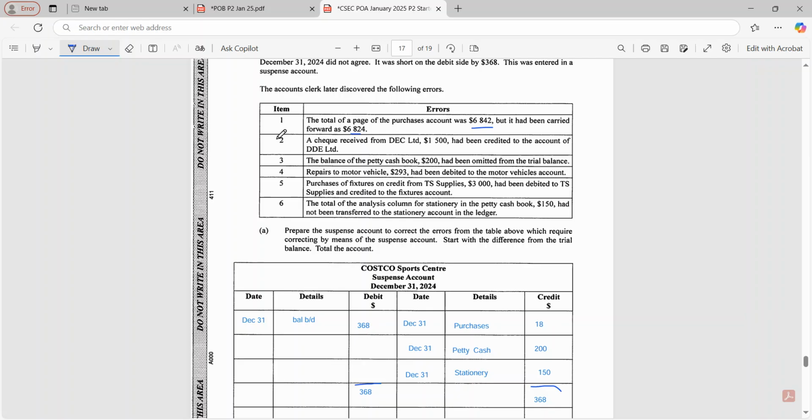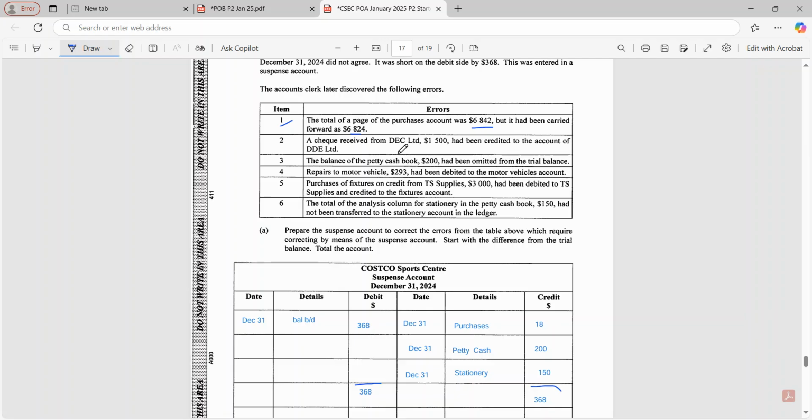On the second item, so this was in our suspense. Second item, a check received from DEC Limited, $1,500, has been credited to the account of DDE Limited. All right, how would we correct this error? So remember now, we would have to remove it from the DEC account first, right? So that means that we have to go and debit DEC's account to remove it because it was previously credited. So we have to do the opposite, which is to debit. And now we have to credit DDE Limited.